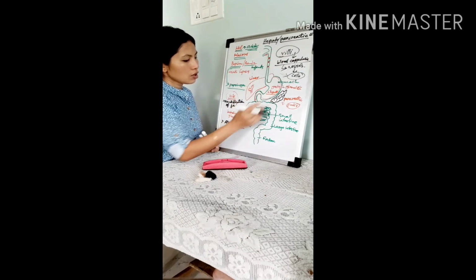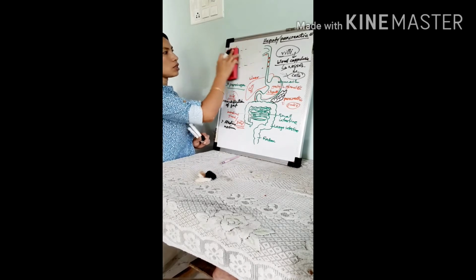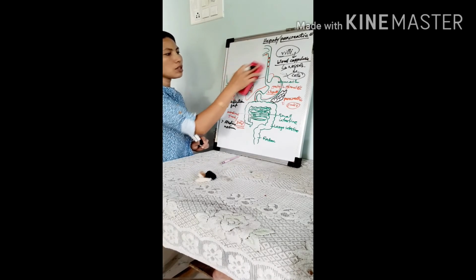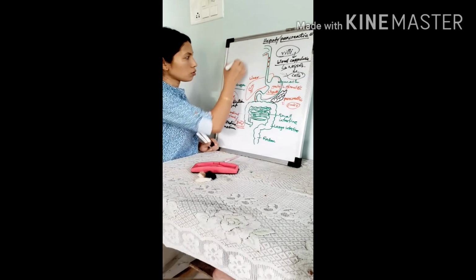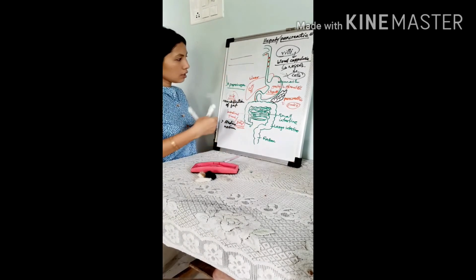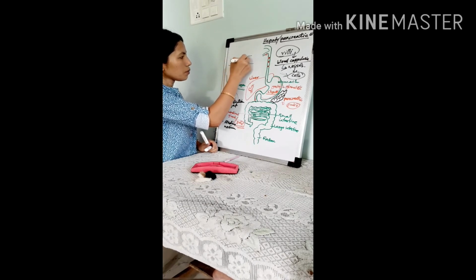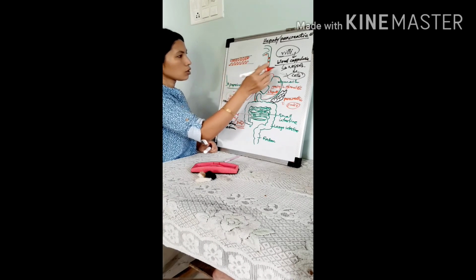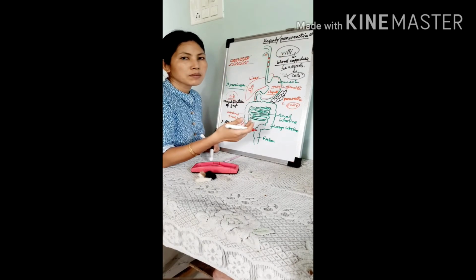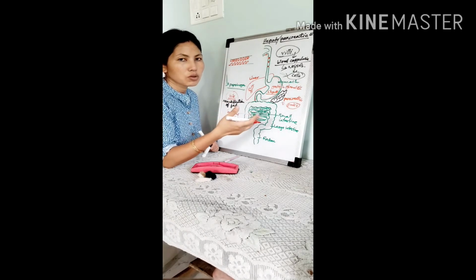So in the small intestine, as I said, the inner wall has numerous foldings or outgrowths. Suppose this is the small intestine, the inner wall has numerous foldings like this, which are called villi. These foldings, or villi, are for maximum absorption, as they provide more surface area for the absorption to occur.